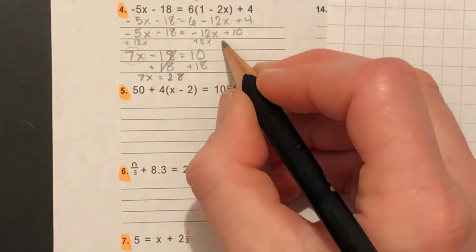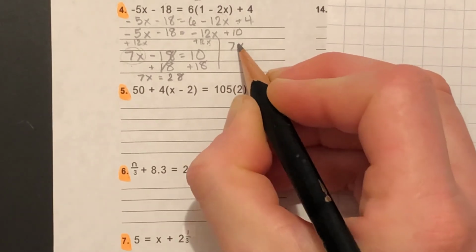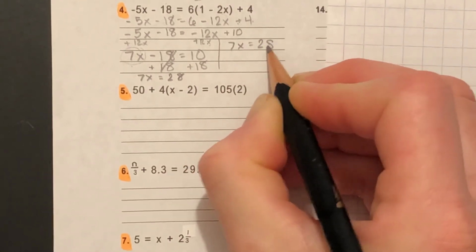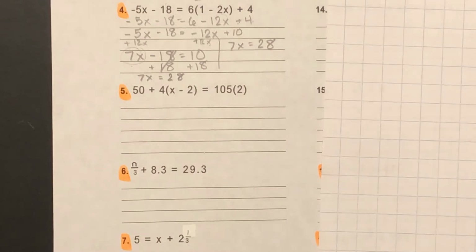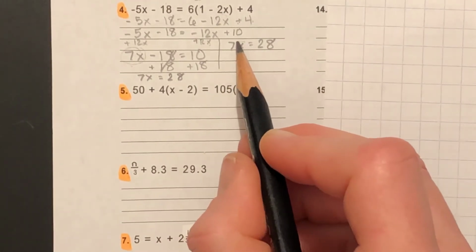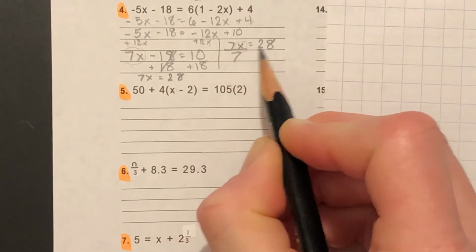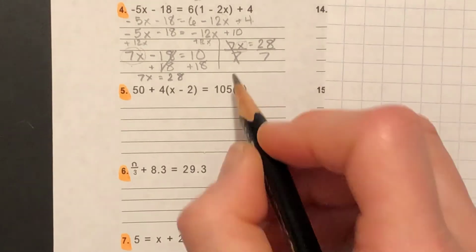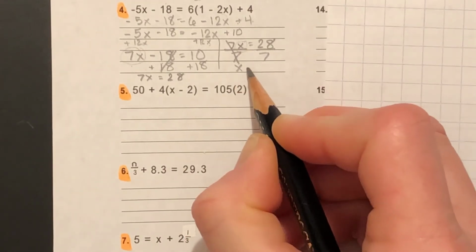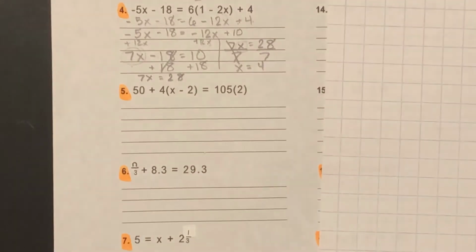Now I'm going to come back over here. I'm going to take this and write it over here. 7x equals 28 there. That way it's neat. Okay, so now to get the x all by itself, I'm going to divide by 7. That gives me x equals 4. There, see, I made it work.